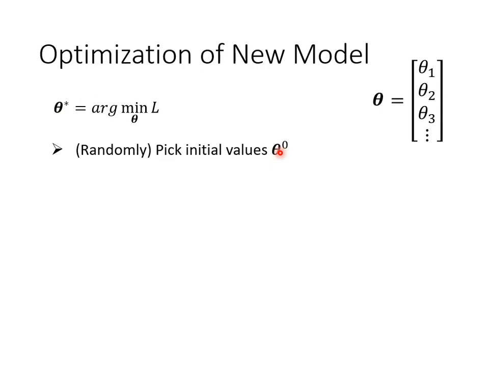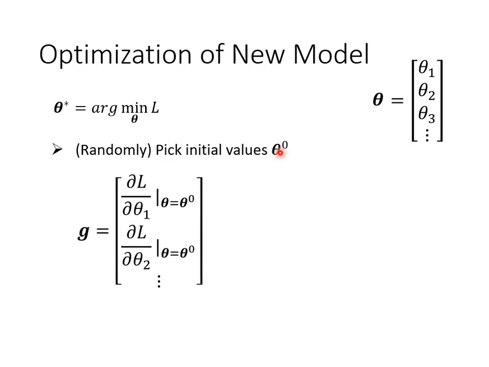I will also talk about a better way to find the initial value. Let's choose it randomly now. Then you have to calculate the differential. You have to deal with every unknown parameter, here represented by theta 1, theta 2, theta 3. You have to calculate the differential of L for each unknown parameter.